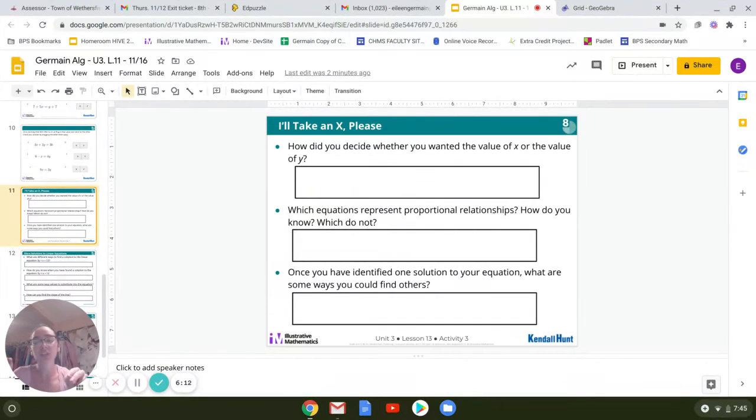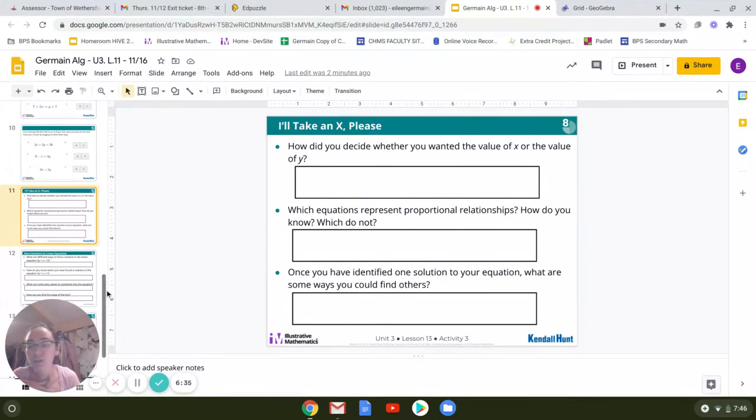This one isn't necessarily in your textbook, so I want you answering these ones on the slide. So I want you to tell me, how did you make the decision? Like literally every time I did X, just because I like that one? Or was there any strategy that you used when you were making that choice? Okay. Next is, which equation represents a proportional relationship? How do you know which do not?